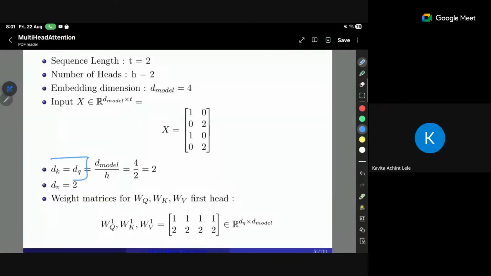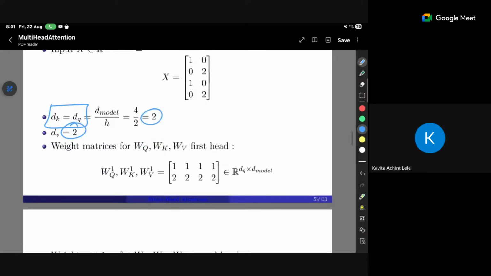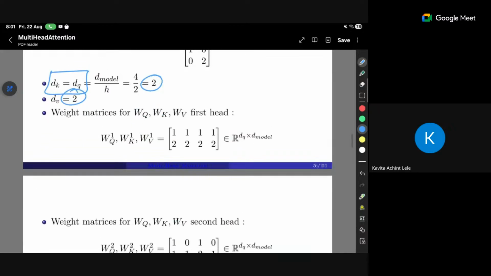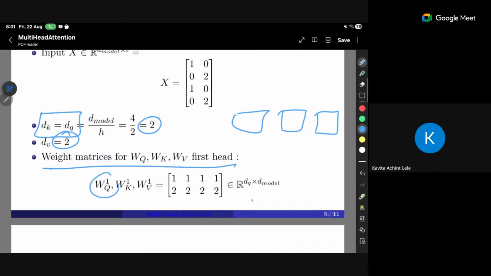Now I have to definitely choose dk and dq like this, so it should be of dimension two. And dv I'm choosing again two. It's up to you, as I said, but still I'm choosing two here. Now, how will you create WQ, WK, WV? Let's say I have used the same values for WQ, WK, WV. Three matrices are there, but they all have the same values. I'm not using the same matrix to do the multiplication. I have three different matrices, it's just that they all contain the same values.